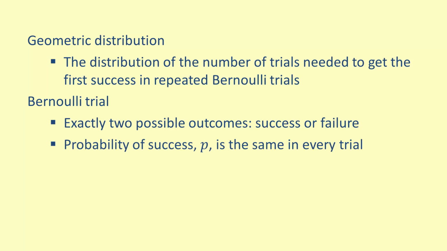The probability of success, P, is the same in every trial, and the trials are independent, meaning that the knowledge of one trial's outcome does not provide any information about the outcome of another trial.